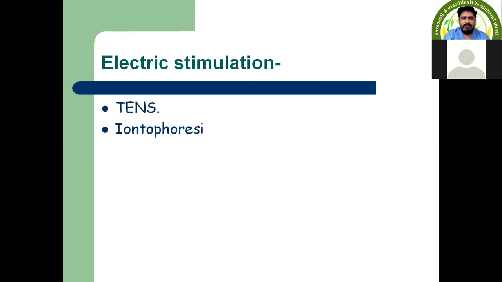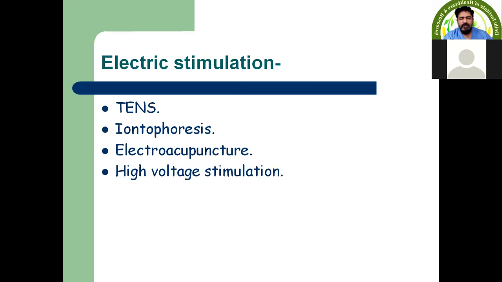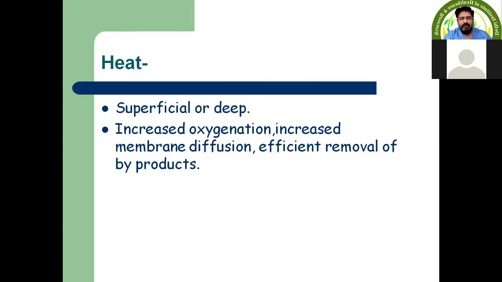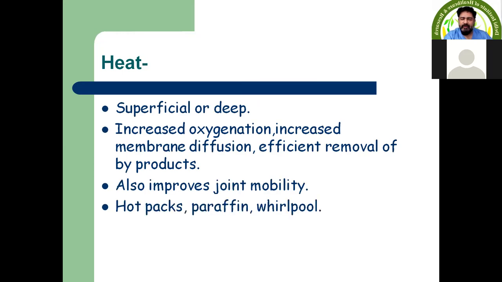Electric stimulation such as TENS or iontophoresis, electroacupuncture, high voltage stimulation, medium frequency stimulation. Heat application, superficial or deep, increases oxygenation, increases membrane diffusion, and gives efficient removal of byproducts. It also improves joint mobility. Hot packs and paraffin are given, and deep heat diathermy.